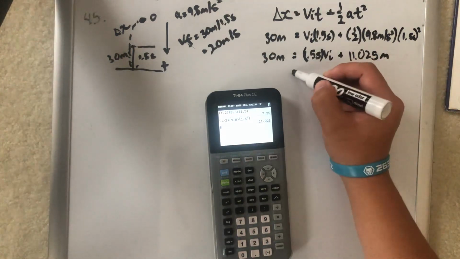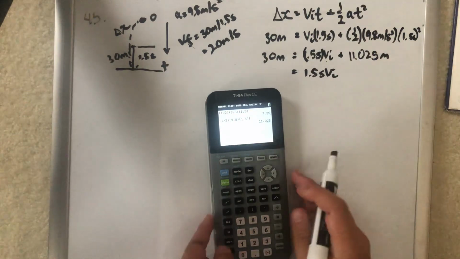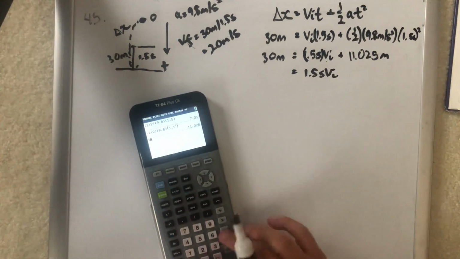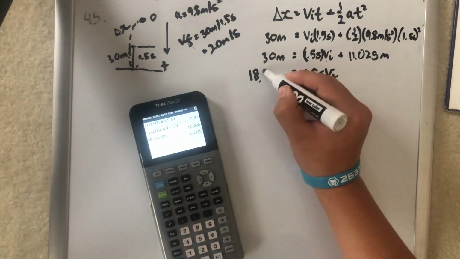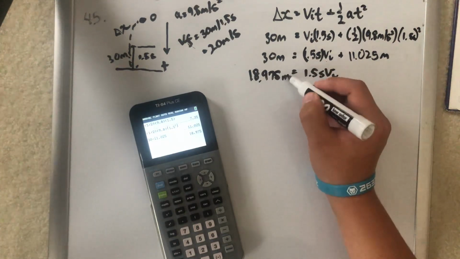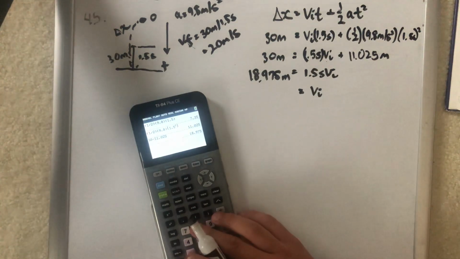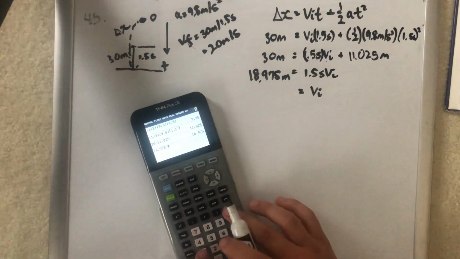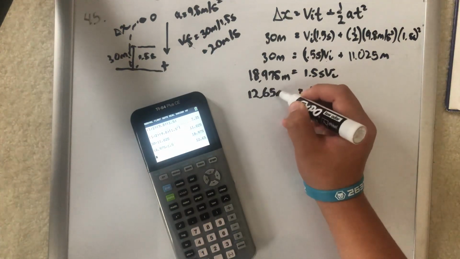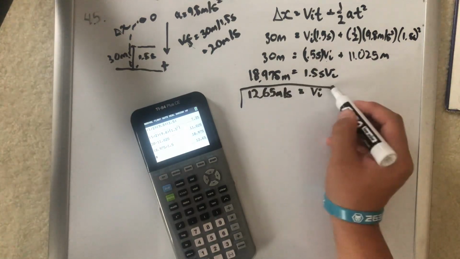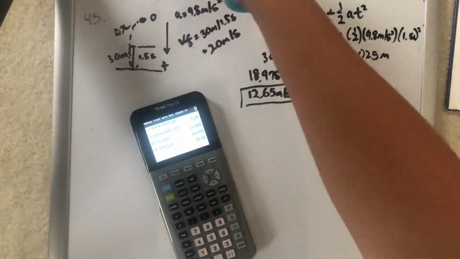Since these are both meters, and we need to get whatever the initial velocity is, I'm going to subtract that from 30 meters, and get 18.975 meters, and then divide that by the time. So 18.975 divided by 1.5 seconds gives us 12.65 meters per second. That is the initial velocity. That's the velocity it had right there as it kept falling.